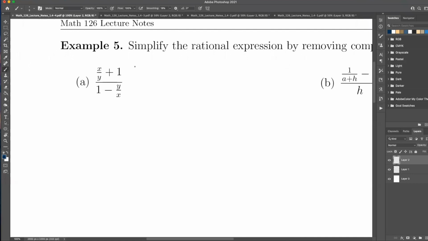And so here, I'm going to multiply this as my y over y. Why? Because I need to get a common denominator here, and then here I'm going to multiply this as x over x. So if I do that, the top part becomes x plus y over y, because this becomes y over y divided by, here we'll have x minus y over x.